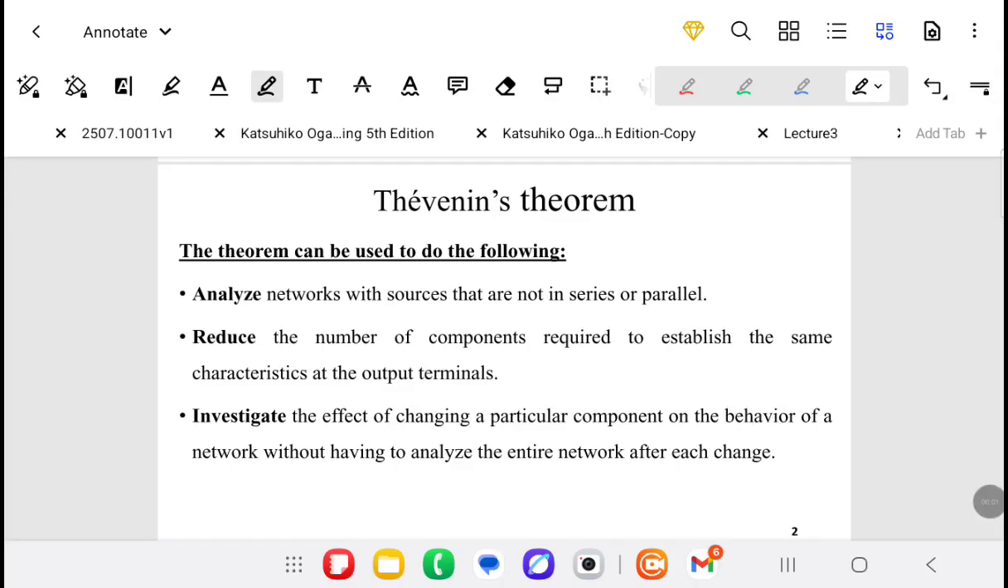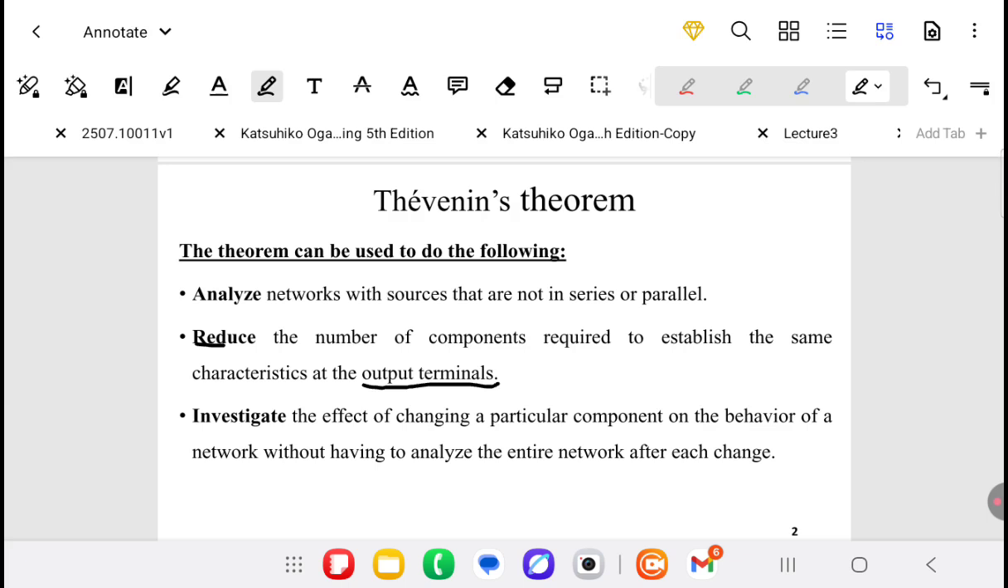Hello. Today we will begin the lecture about Thevenin's equivalent circuit. The theorem can be used for the following issues. First, we can analyze networks with sources that are not connected in series or parallel. Then we can reduce the number of components required to establish the same characteristics at the output terminals. We can make the circuit only an equivalent battery and a resistance.